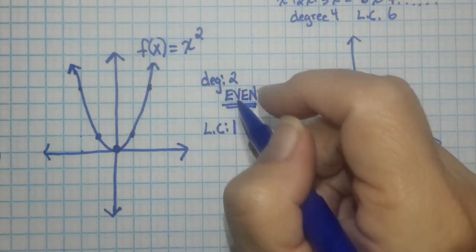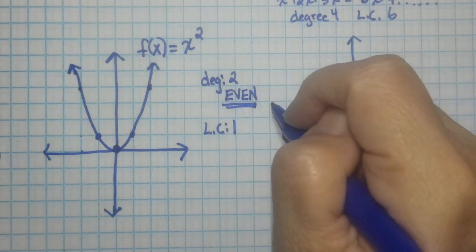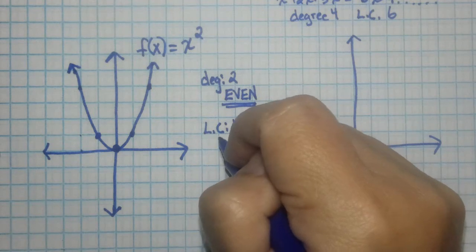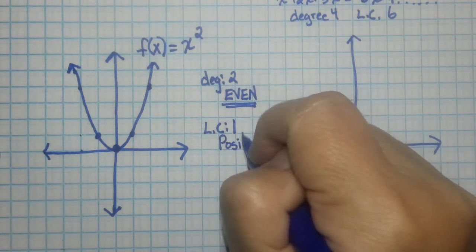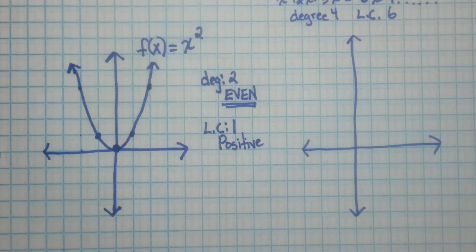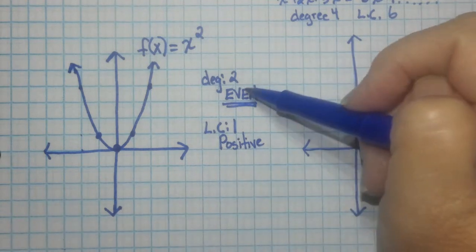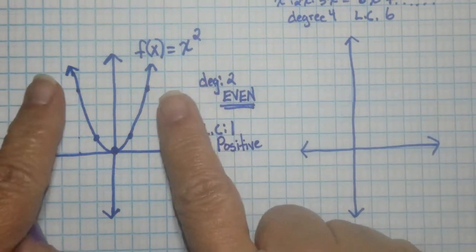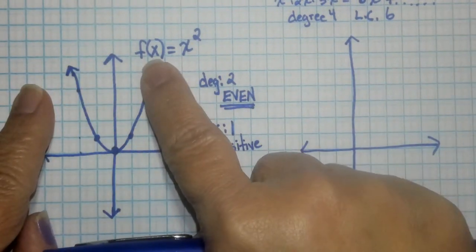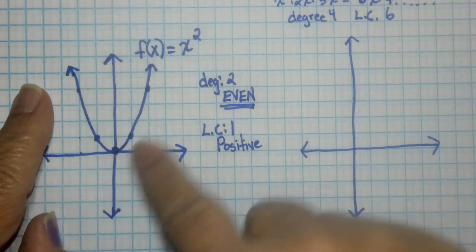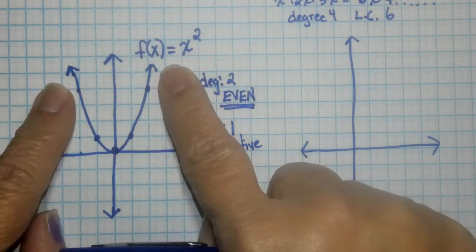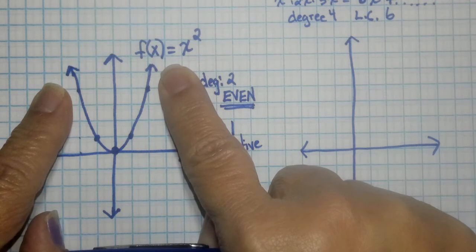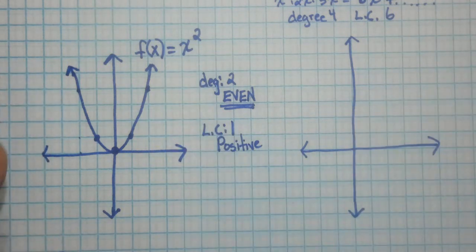Positive. So on the degree, we care about even versus odd. On the leading coefficient, we care about positive versus negative. We don't care about even and odds here. Every function that has an even degree with a positive leading coefficient will have this basic shape. Now, it'll do other stuff in the middle, but it will have this shape on the ends. It's called the end behavior.